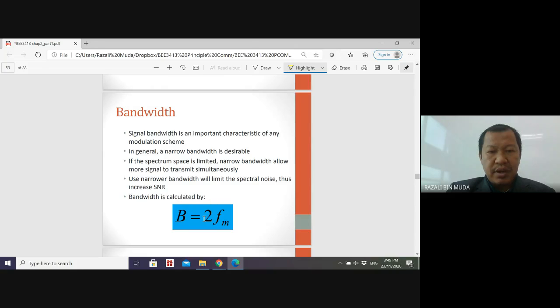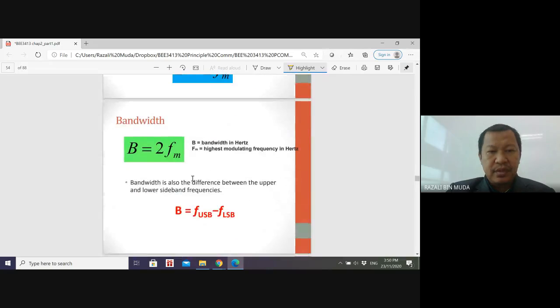The bandwidth of an AM signal is calculated by this equation: B or BW equal to 2 FM. Okay, so for an AM signal, B is the bandwidth in hertz, and FM is the modulating signal frequency. Bandwidth is also the difference between the upper and lower sideband frequencies.